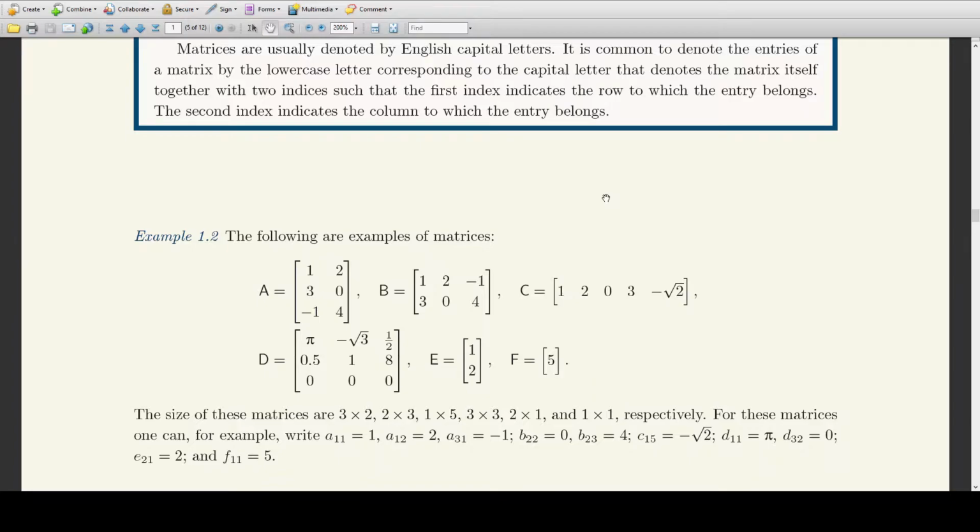You can even put complex numbers inside the matrix, but this is not our concern here. We just work with real numbers, okay?